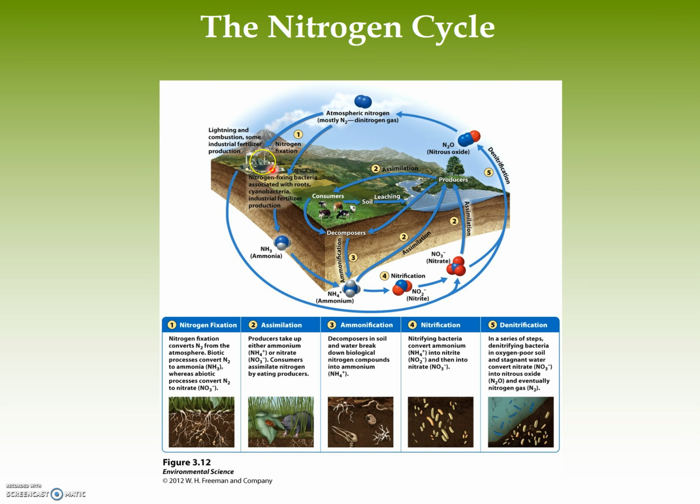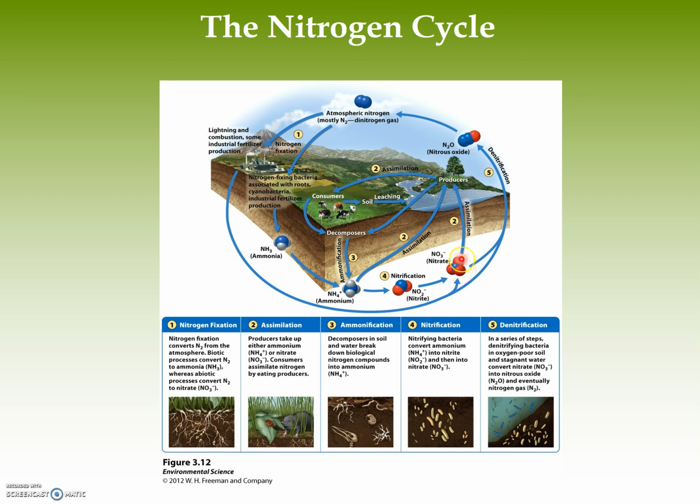So we have nitrogen-fixing bacteria associated with roots, cyanobacteria, industrial fertilizer production, all of those things. And sometimes lightning and combustion can make their way in there. We get to assimilation, which is our second step here. Producers either take up ammonium, which is NH4, that's that polyatomic that we learned, or nitrate, NO3, that's our other polyatomic. And consumers assimilate nitrogen by eating producers. So the producers assimilate that nitrogen into their structure, and then as consumers, we are eating that nitrogen that the plants have taken in. Okay, so those are our assimilation steps.